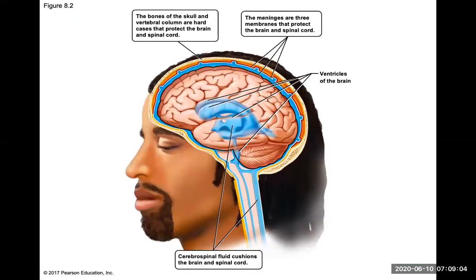So here, the bones of the skull are hard, and the vertebral column is hard, to act as the first protection for the brain and spinal cord. And then you have meninge layers, 1, 2, 3, that are layers of connective tissue that connect to the brain and spinal cord themselves. And then this is showing the ventricles of the brain, which are just spaces within the brain itself that are filled with cerebral spinal fluid. And you can see where the central canal goes down the middle of the spinal column here as well.